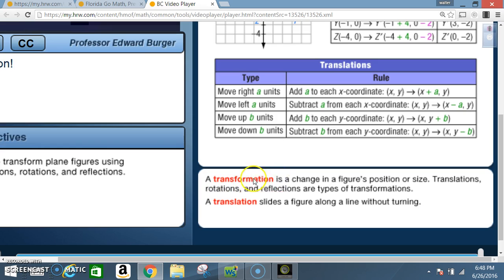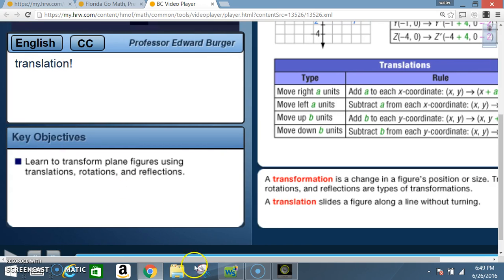All right, now make sure you have your definitions down. A transformation is a change in a figure's position or size. Translations, rotations, and reflections are types of transformations. A translation slides a figure along a line without turning. And of course, our key objective: learn to transform plane figures using translations, rotations, and reflections.